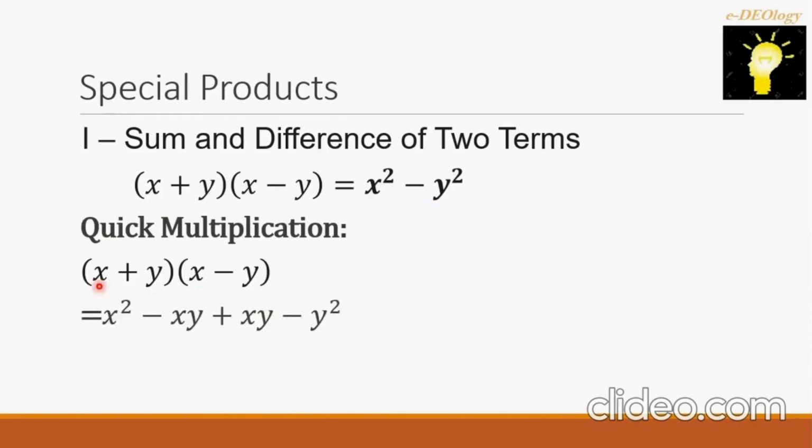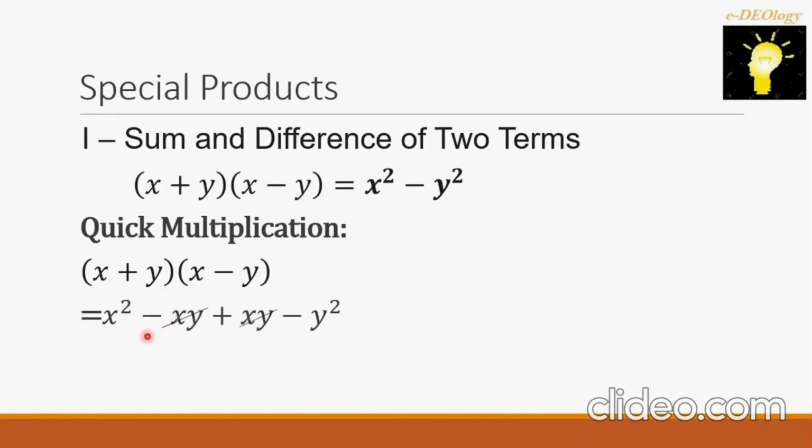So we have to multiply x by x, and we get x squared. We multiply x by the negative y, and we get negative xy. The y multiplied by x gives yx, or we can put xy to show the similarity with the other term here. So we'll put xy, and y multiplied by negative y gives negative y squared.